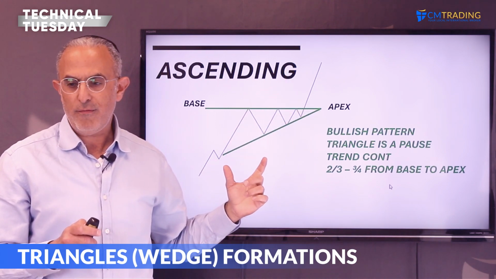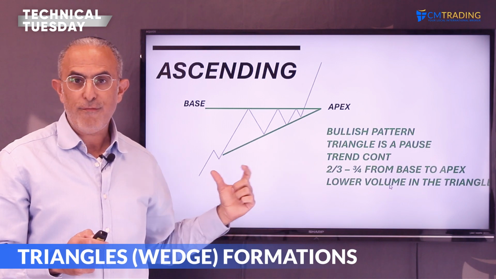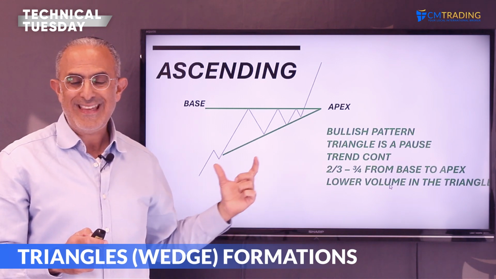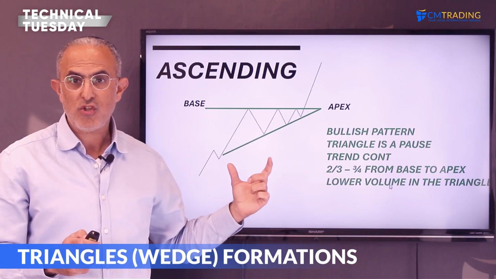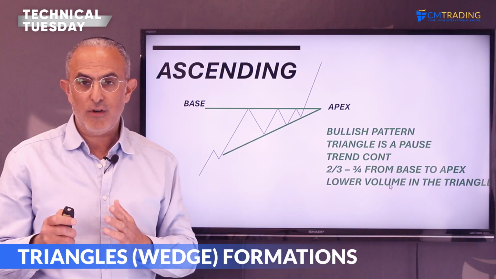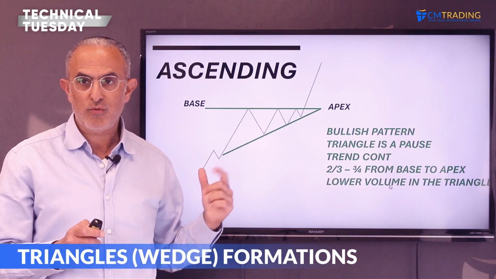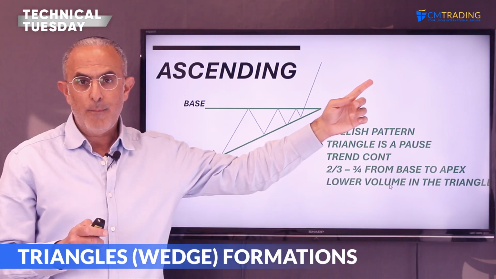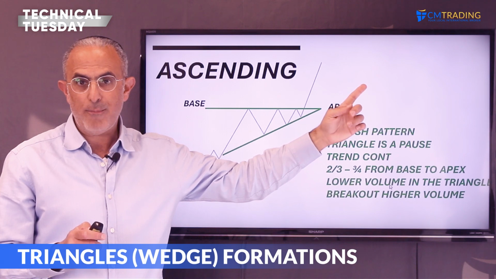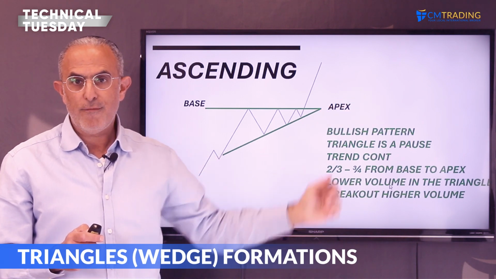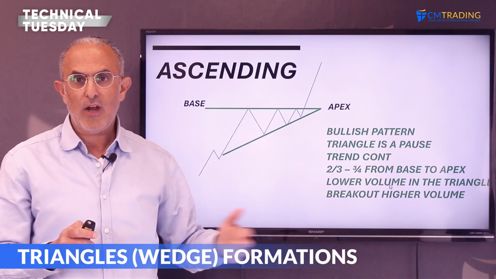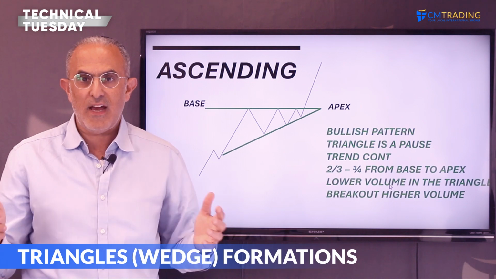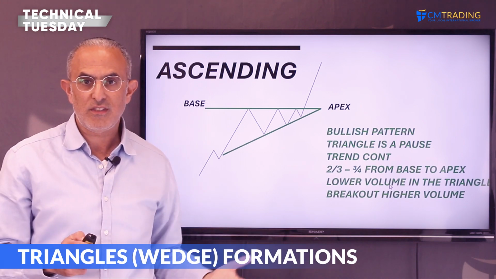Now, I do want to overemphasize this, okay? It's lower volume in the actual triangle. We've mentioned volume and distance are really very important. This is where volume is really important. There's lower volume here, but when the breakout happens, boom, volume starts spiking, and it's like the cat is out of the bag, and everybody knows that this is continuation.